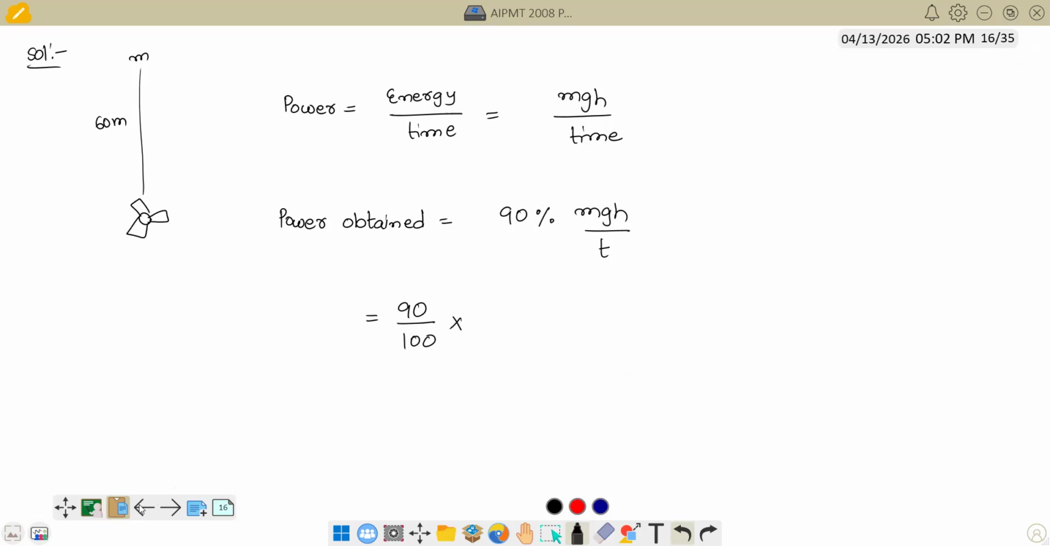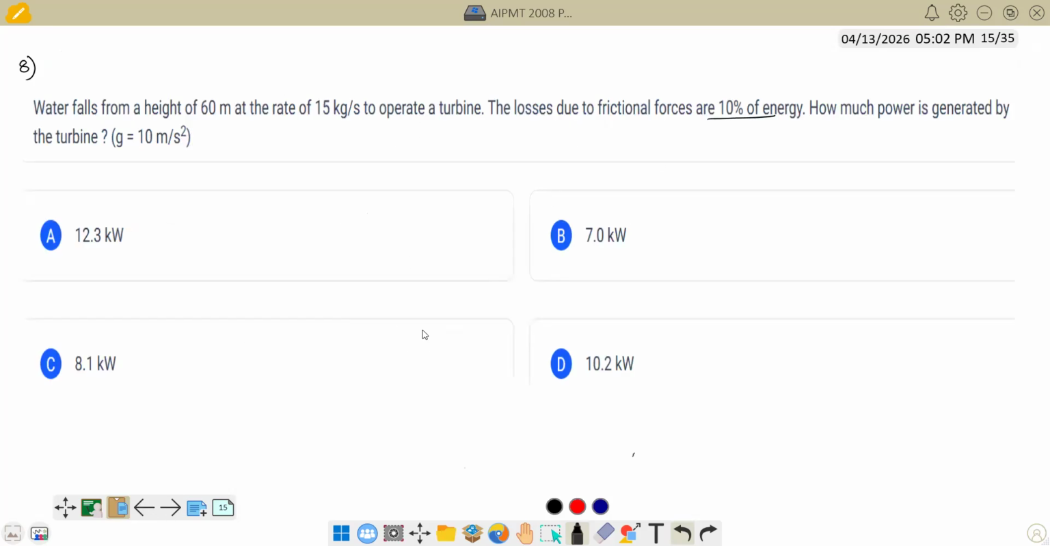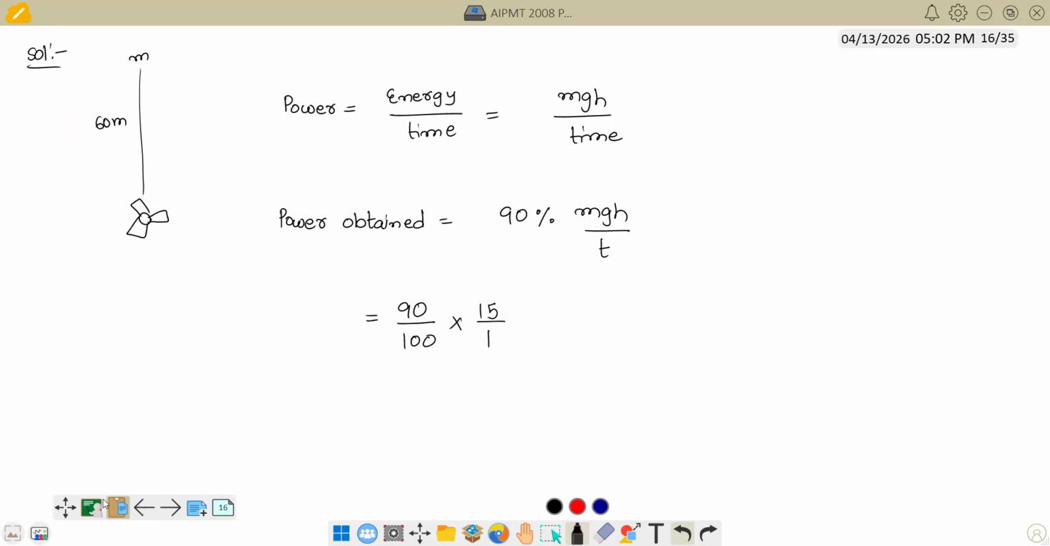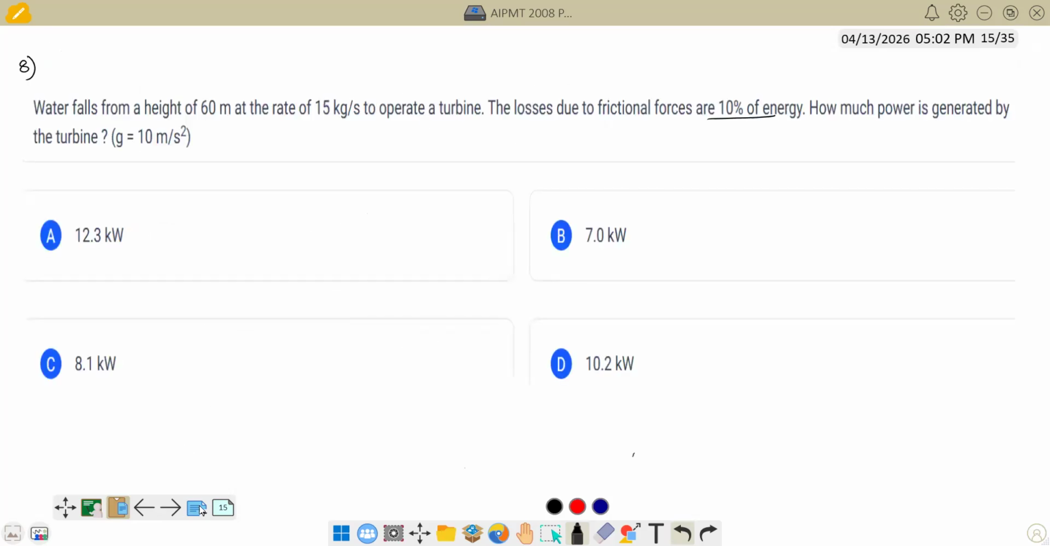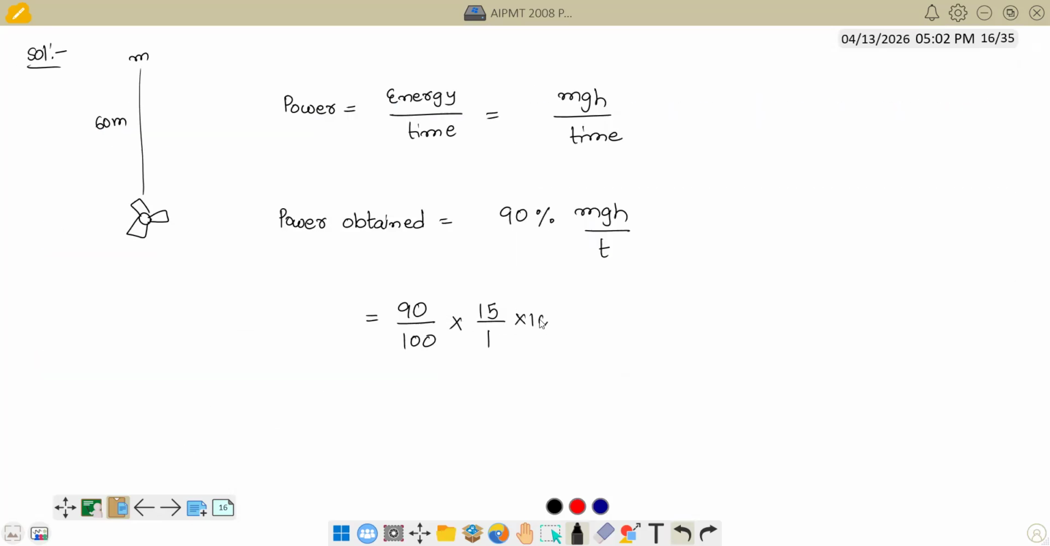The mass is given as 15 kg. Time is given as 1 second because it is given 50 kg per second. G is given as 10. And height value is 60 meter. So if I do that, these two zeros would cancel each other. So 15 6 are 90 into 90. So I'll get this as 8100 watt. 8100 watt is 8.1 kilowatt. Actually, this k has to be small. So 8.1 kilowatt. This will be the answer for this. So it would be my option C.